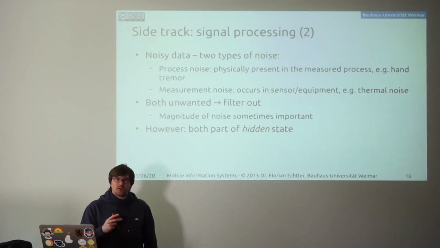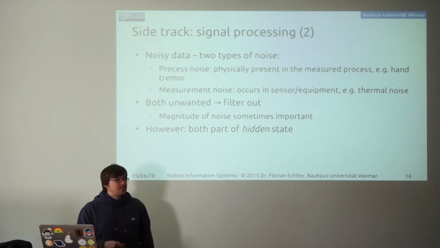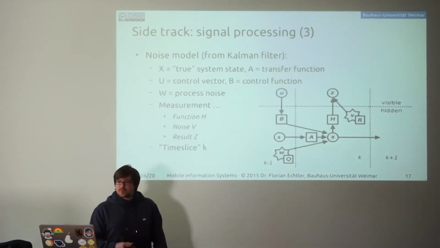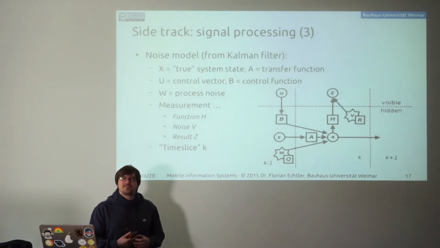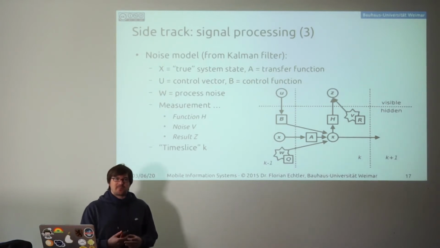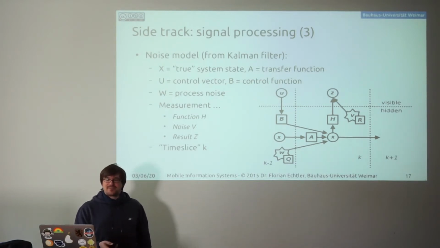The big problem is both types of noise are part of the so-called hidden state. And for this, I want to talk a bit more about the so-called noise model. This is here based on the Kalman filter. This is a very common signal processing approach that is used for all sorts of sensor data. So you can, for example, use it for IMU data. Originally, it was designed in the 50s, I think, for radar data from airplanes, but it applies to just about any type of sensor data.